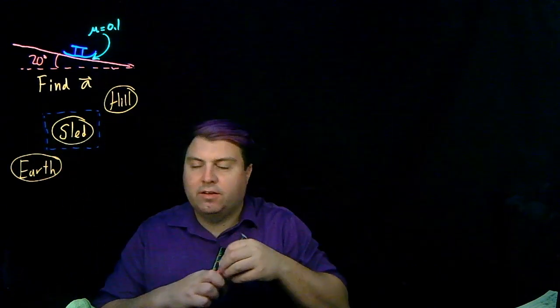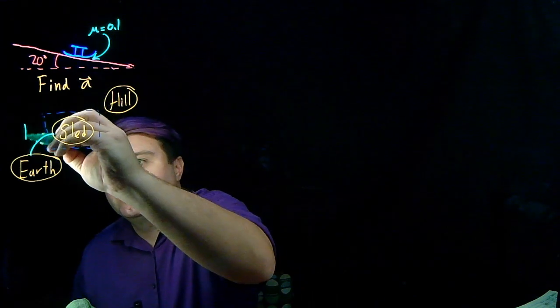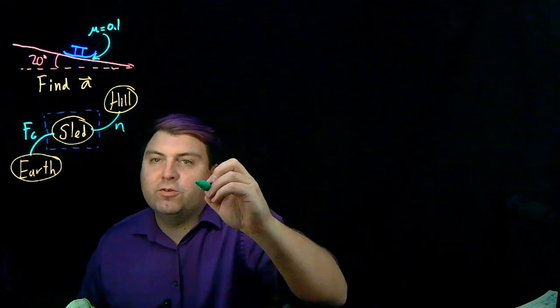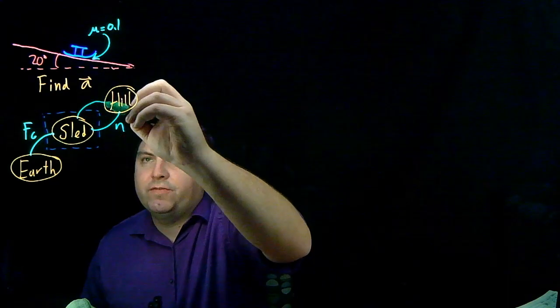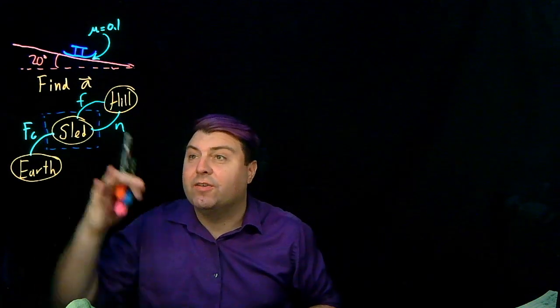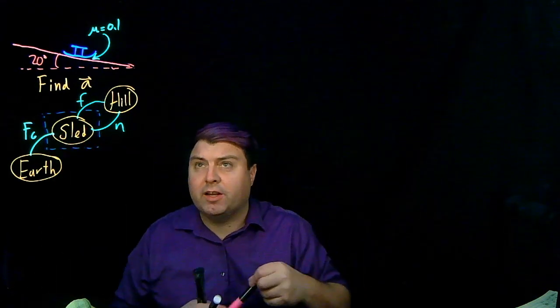with the earth. The non-contact force is, as you are guessing, the force of gravity, and then between the sled and the hill we have a normal force. And because we're given a coefficient of friction, we also know we have a friction force. So these are great interaction diagrams. That leads us to a free body diagram.